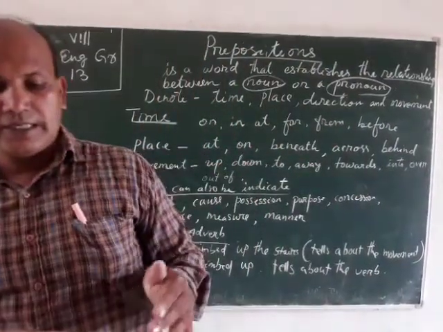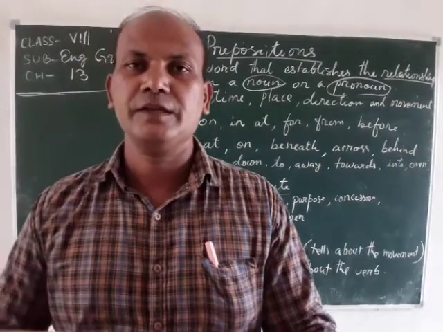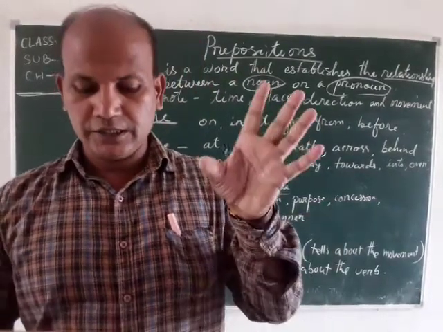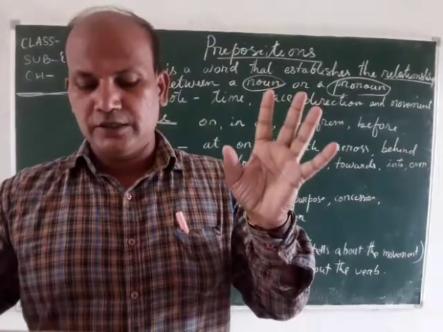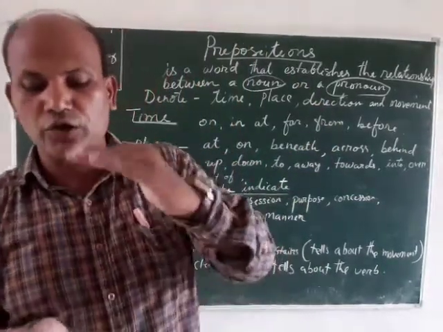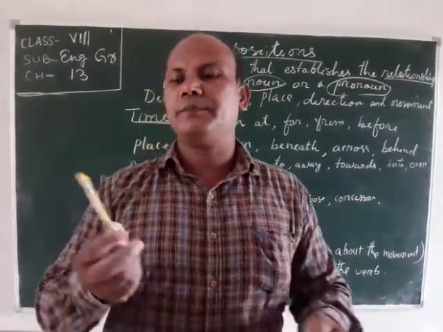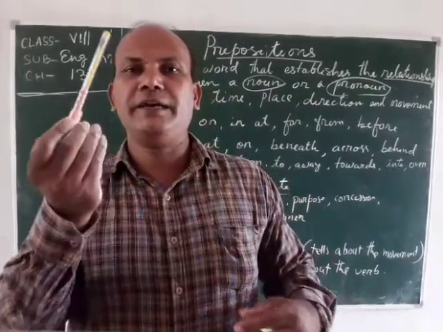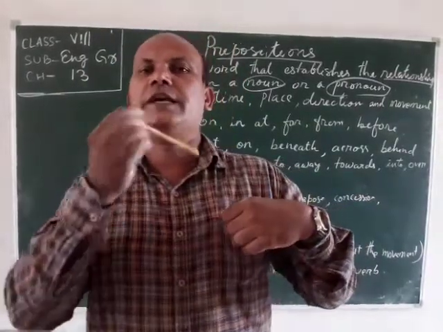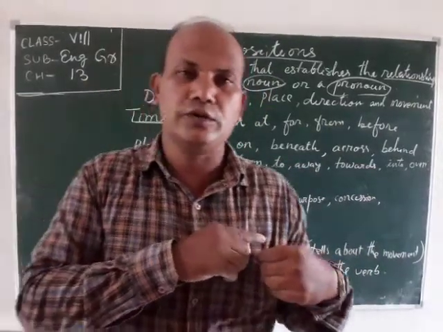For example, Rimjim put the apples on the plate. Here, apples and plate: the word that shows the position between apple and plate, the preposition, is on. Suppose I have a pen, the pen is in my pocket. Both things, and the preposition joins the two words, showing the relation between two words.